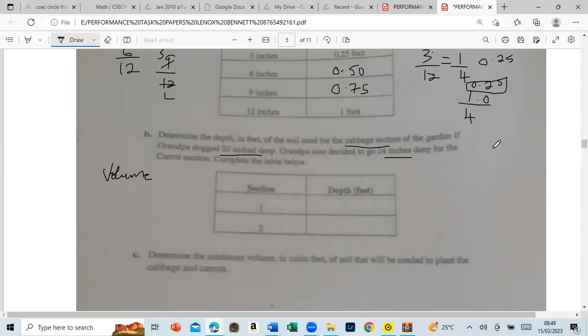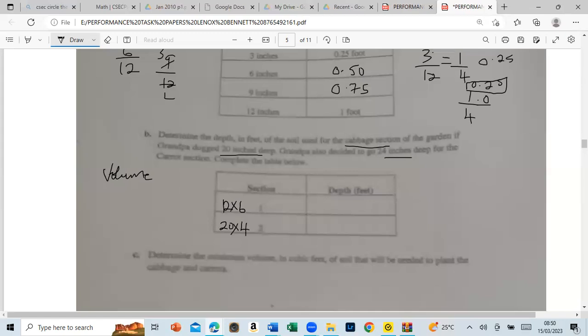So our first, in section 1, you have to go back up there. This was 12 by 6, right? And for section 2, it was 20 by 4. That was what we did initially, right? So they want us to find the volume now. But it's a determine, hold on guys. It's a determine the depth of the soil for the cabbage section of the garden.